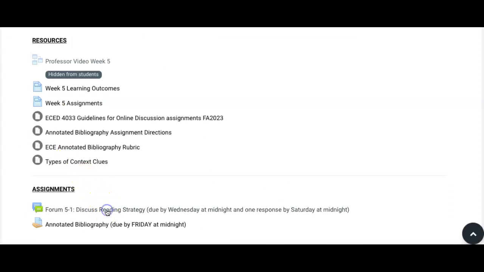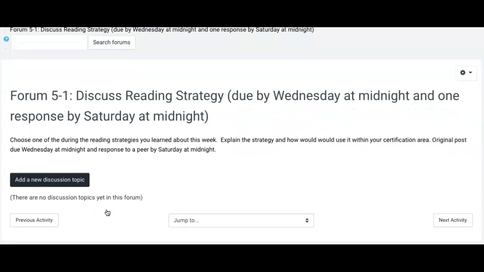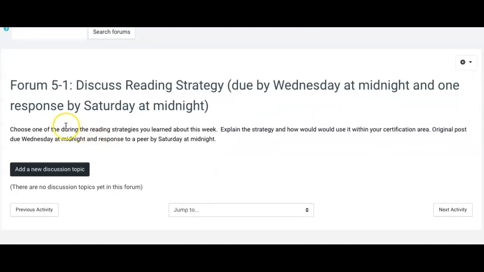Your forum this week. Choose one of the during the reading strategies you learned about this week. Explain the strategy and how would you use it within your certification area. So you have two parts. You're going to explain the during the reading strategy and how you would use it in your certification area. Original post is due Wednesday by midnight. Response to 2 peers by Saturday at midnight.